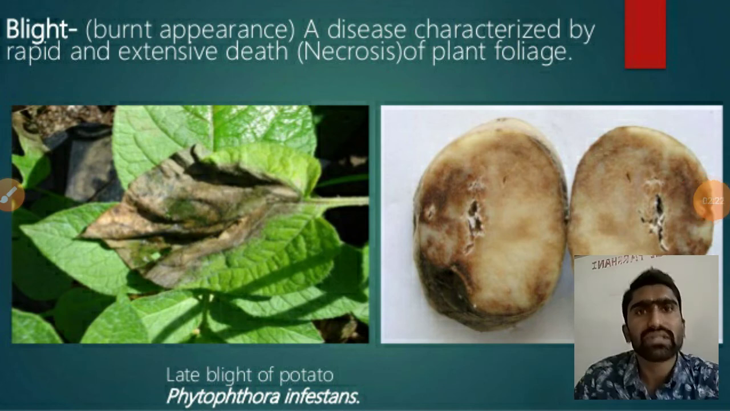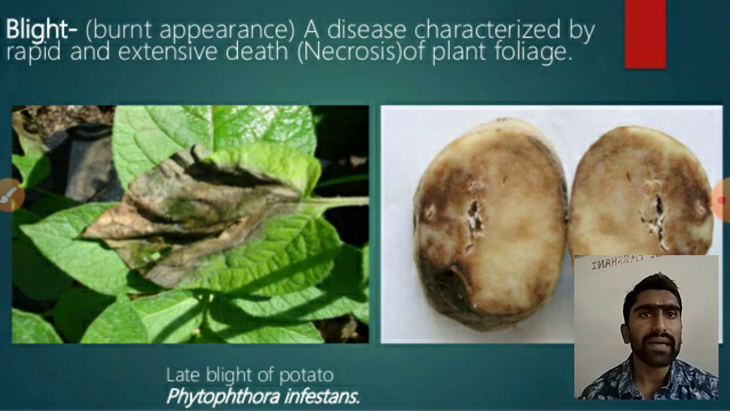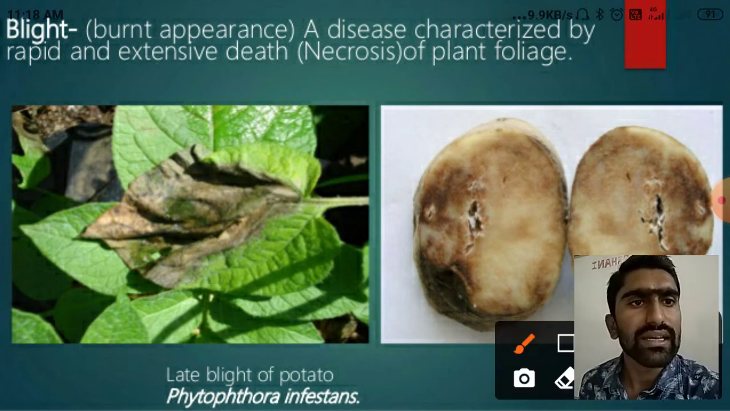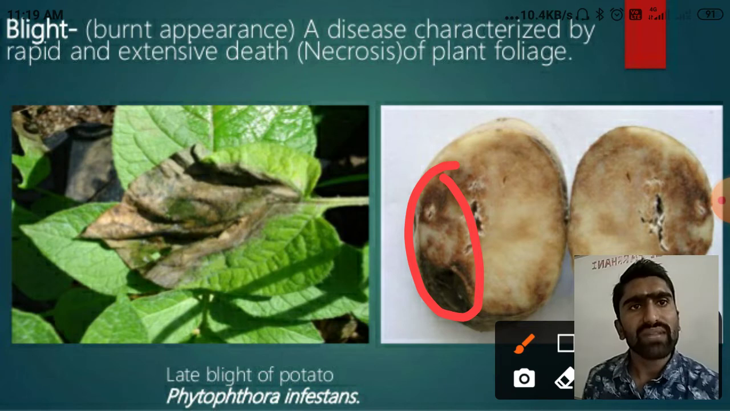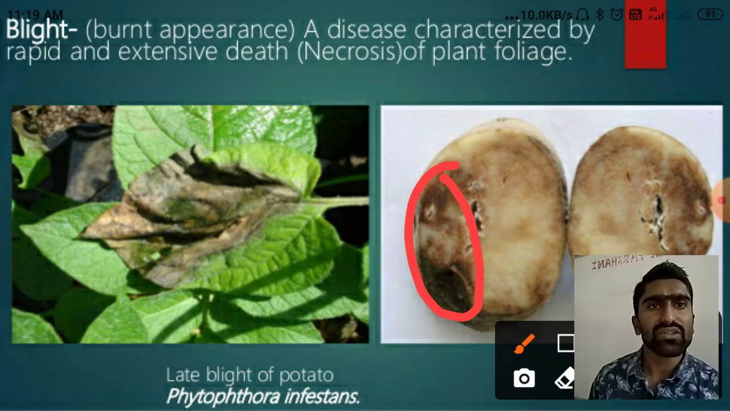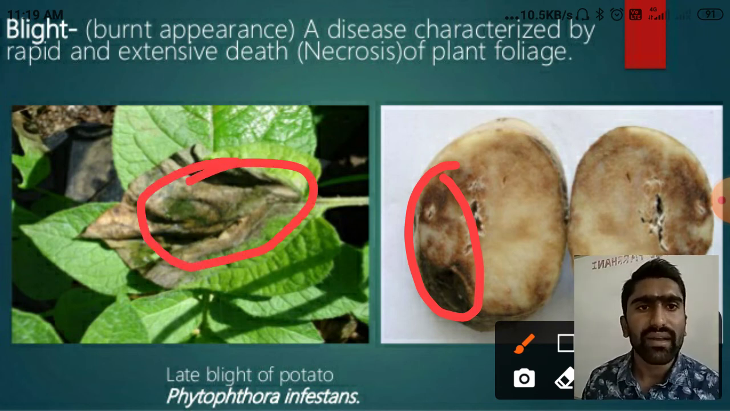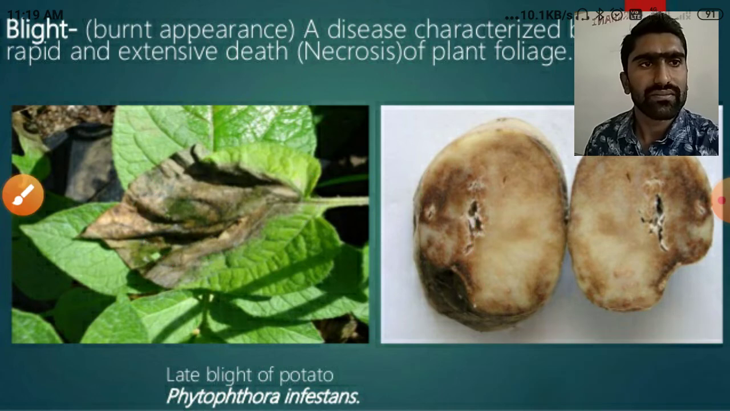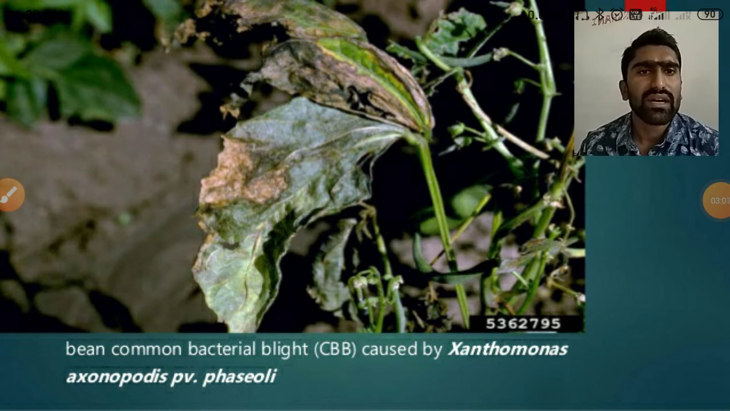See here, the first disease from which we are going to start is the blight. What happens in blight disease? A burnt appearance occurs. Example is a potato plant. Here in this photo you can see clearly this burnt appearance, that is the sign of a blight disease. What is blight? Actually it is a disease characterized by the rapid and extensive death of plant foliage. This is the example of late blight of potato, whose causal organism is Phytophthora infestans. This is also the common blight which occurs in bean, whose causal organism is Xanthomonas axonopodis.